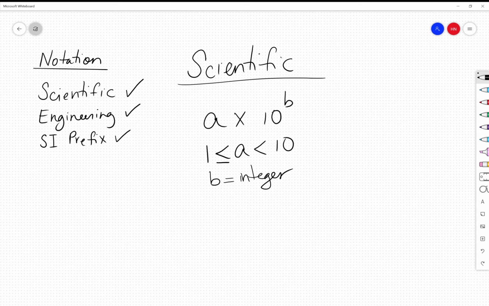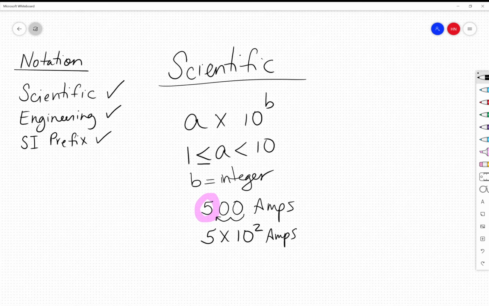So for example, if I wanted to write the number 500, let's say 500 amps, in scientific notation, that would be 5 times 10 to the 2, right? We would have to move the decimal twice to be able to get a number that is between 1 and 10, and so that would be 5 times 10 to the 2 amps, right? I think that should be a review from your other classes.